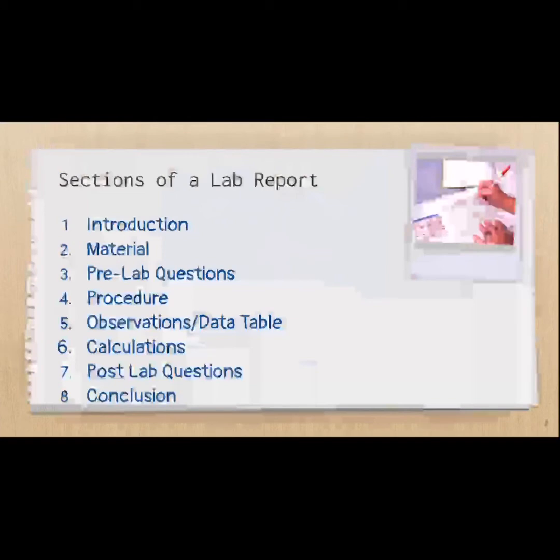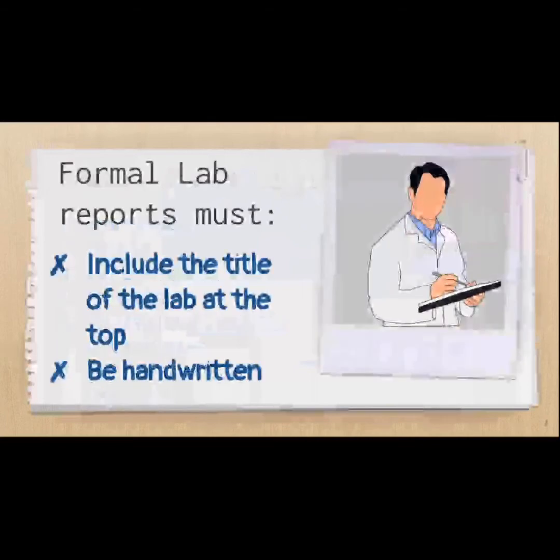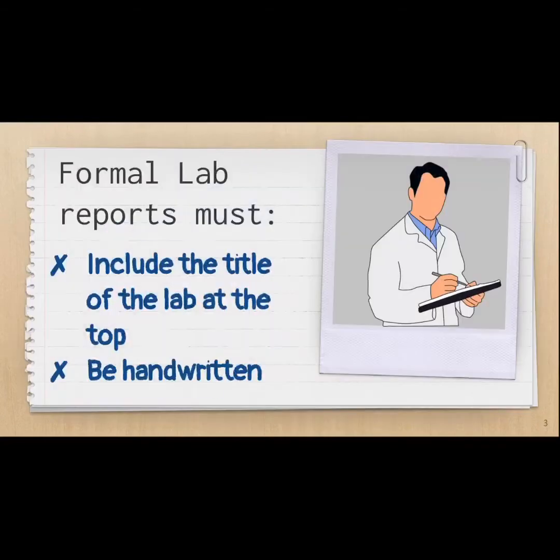Formal lab reports have to have these 8 sections: an introduction, materials, pre-lab questions, procedure, observation and data table, calculations, post-lab questions, and a conclusion. Formal labs have to have the title of the lab at the top of the paper, and they have to be handwritten. These cannot be typed.